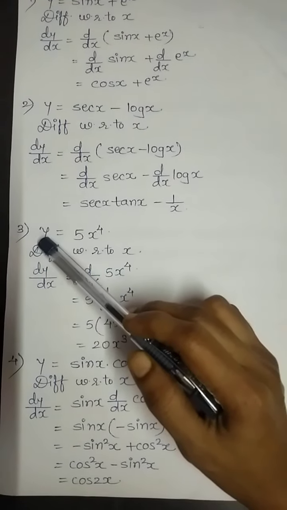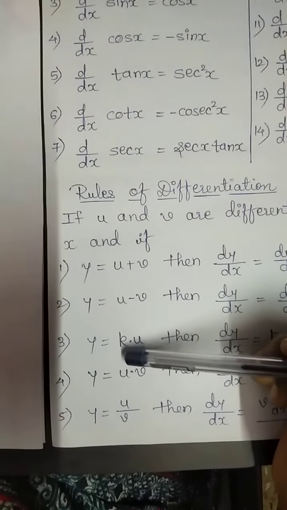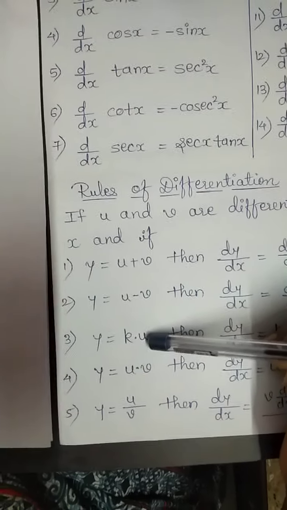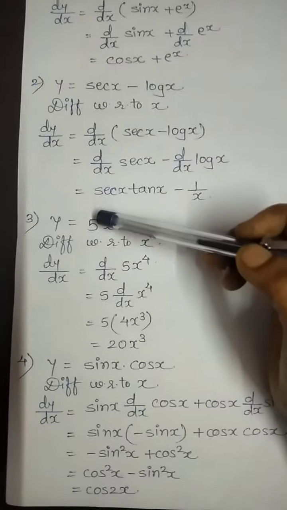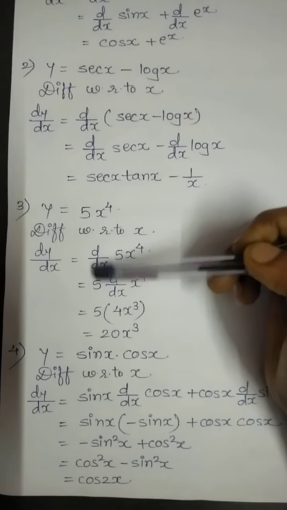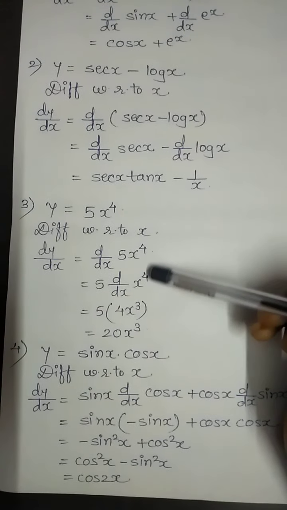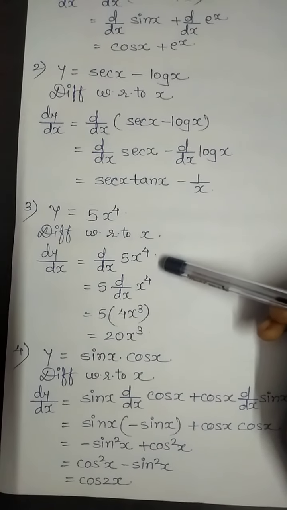Now third, y is equal to 5 into x raised to 4. Now this is related to our rule number 3, that is k into u. So here 5 is a constant, that 5 we will keep outside and we will find the derivative of x raised to 4. Now this is in terms of x raised to n.